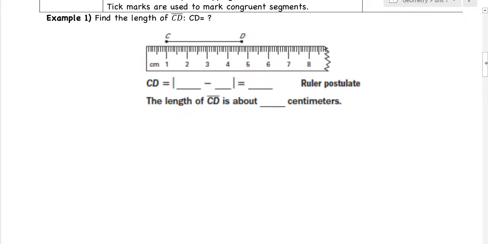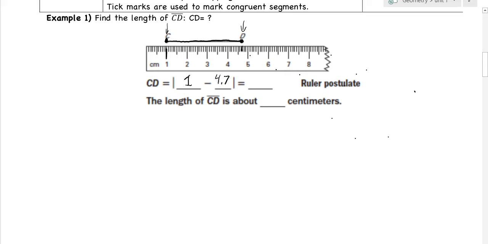The ruler postulate says if you have 2 points, so here's our 2 points, and you make a line in between them. So we're taking the line segment. If you take a ruler, it doesn't matter what the units are, line 1 unit up with the first point, and wherever the units on that last point wind up, subtract the 2. So C wound up at unit 1, D wound up at unit 4.7.